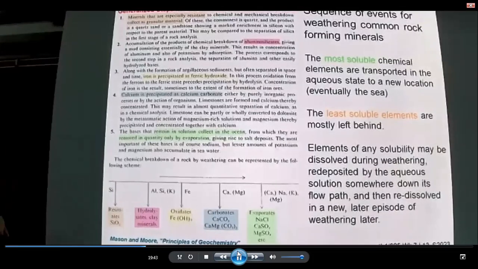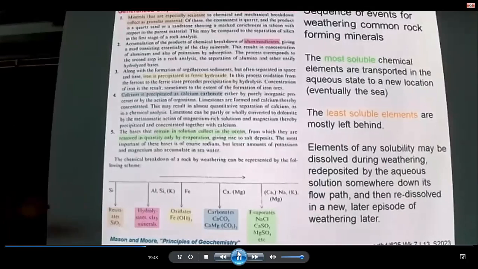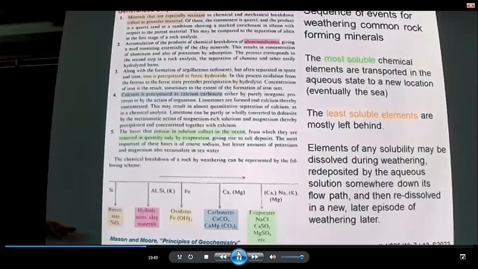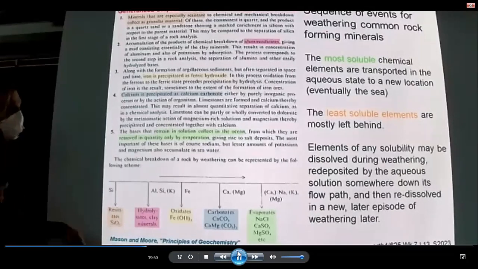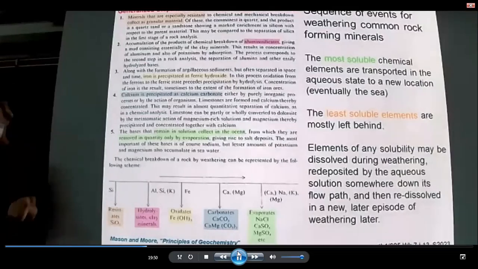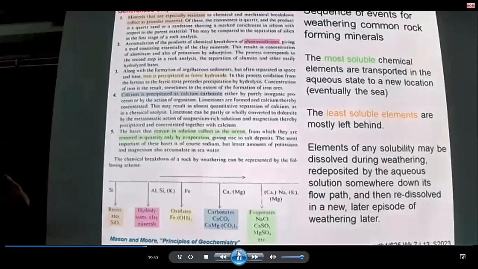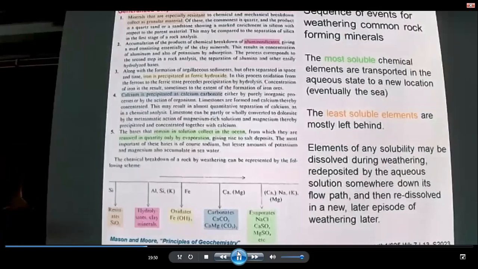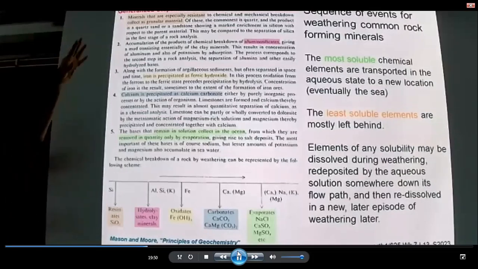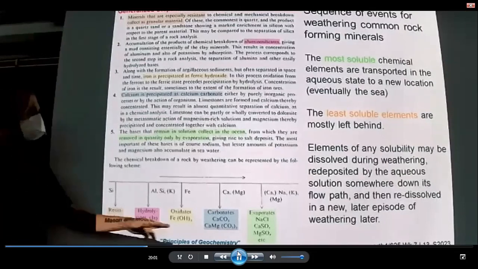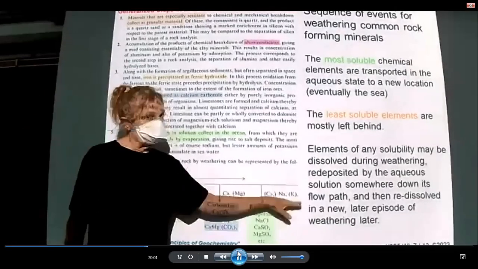Now, this is another way of looking at the major elements that we find in rocks and their susceptibility to weathering in a bulk perspective. This is a very kind of gross simplification, and I leave it for you to read through items 1 through 5 if you want. In the notes, they talk a little bit about the details about the steps and the processes here.